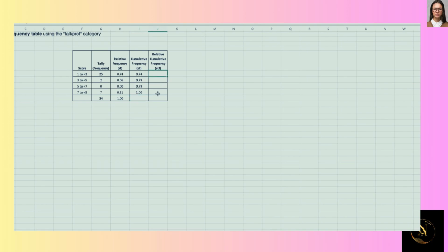And then my relative cumulative frequency is, I'm going to take my percentages. So I'm going to take this and divide it by this. And then this and divide it by this. And then this and divide it by this whole number 1. And then this and divide it by that same number.